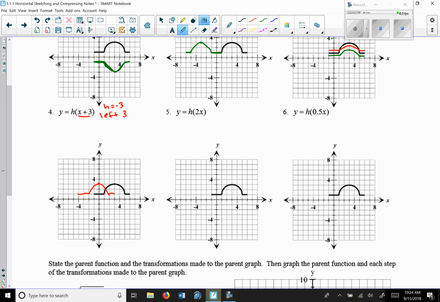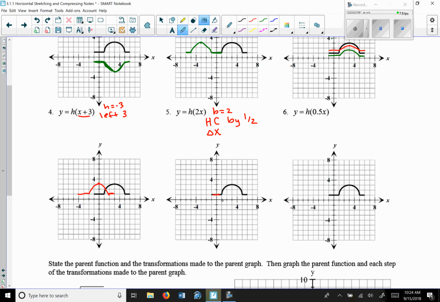So that gives me my new graph, left 3. Then this one is inside with the x, so that tells me that's my b value. So that's a horizontal compression by 1/2. So that means we're going to multiply our x values by 1/2 or divide by 2. So -1 times 1/2 is -1/2, and 1 times 1/2 is +1/2. So that's going to be half that size.